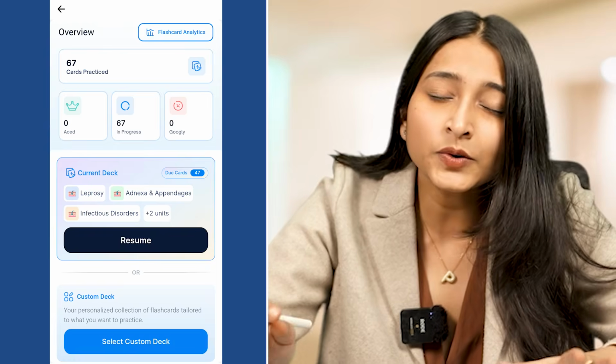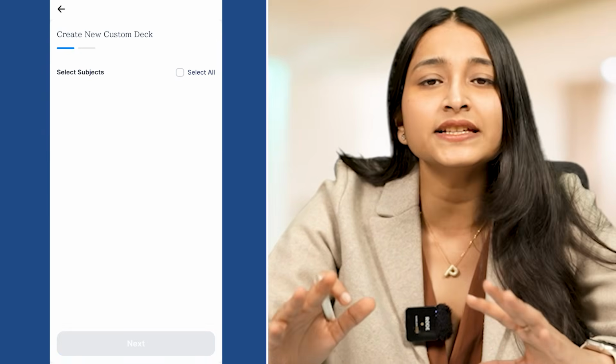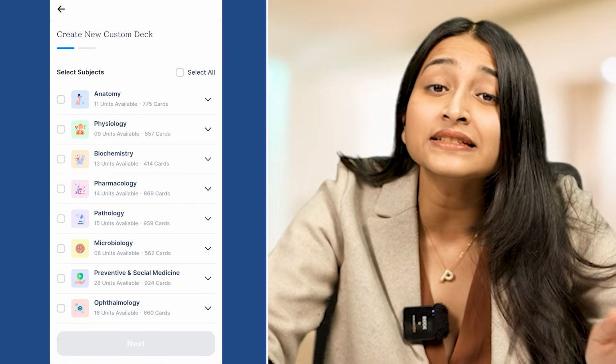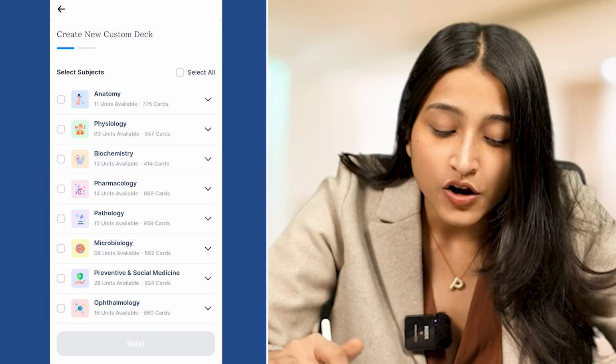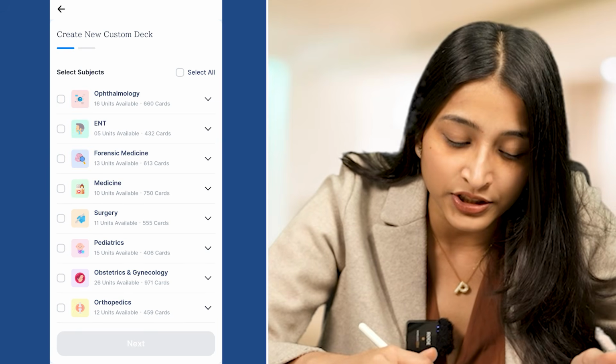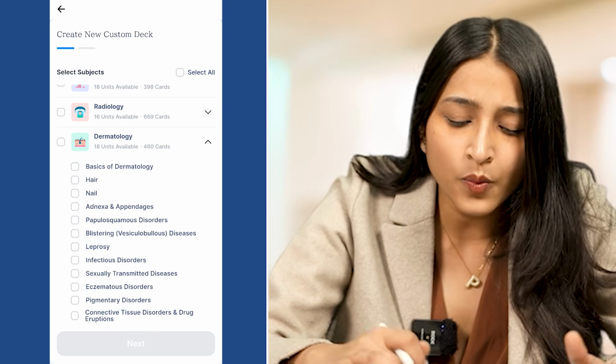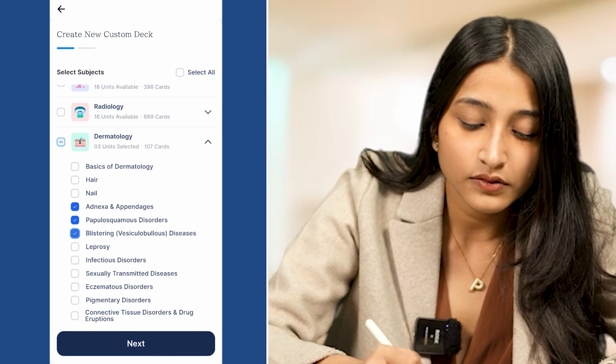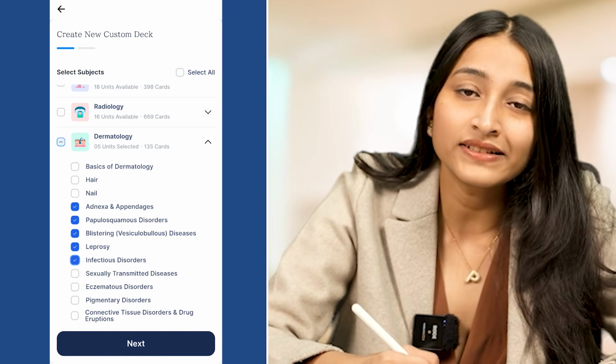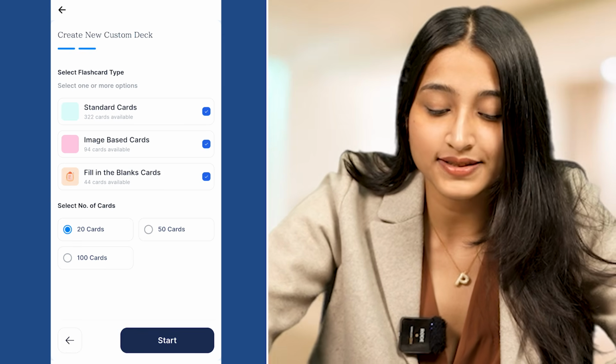Firstly, you go to flashcards. There you select the custom deck. Here you can make a custom deck of as many subjects as you want, also within a particular subject. For example, when I go to dermatology, I can select as many topics as I want. So like I want to select 5 topics. Now I will move on to making flashcards.